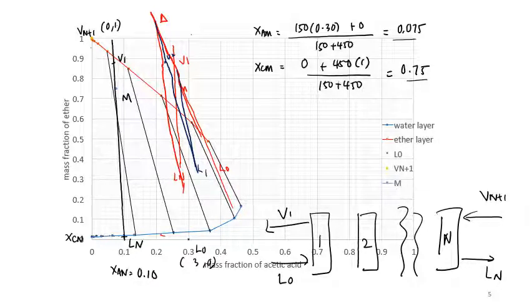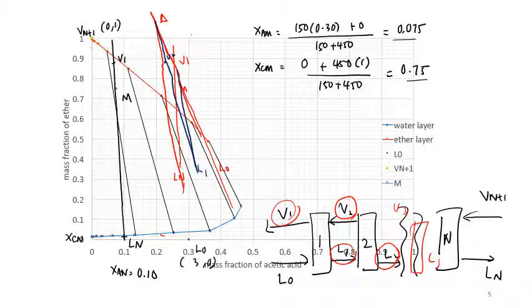Okay, here I just want to reiterate that V1 is not in equilibrium with Ln, rather V1 is in equilibrium with L1. Then here is L2, so L2 will be in equilibrium with V2. So the points V1 and L1 will lie on the same tie line. V2 and L2 will lie on the same tie line. And V3 and L3, if you have stage number 3 here, will lie on the same tie line. Okay?